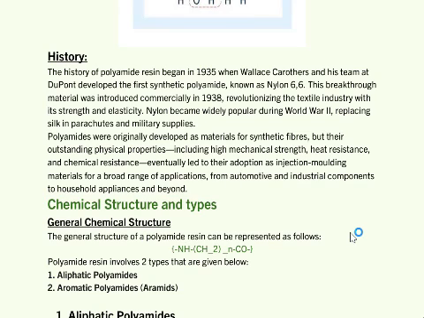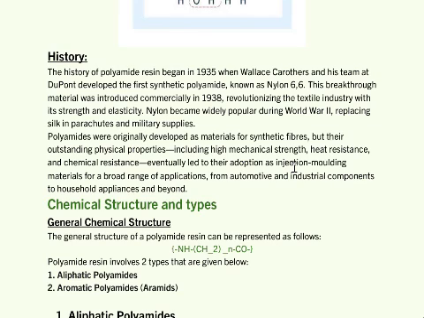Polyamides were originally developed as materials for synthetic fibers, but their outstanding physical properties, like high tensile strength, low friction, corrosion resistance, high mechanical strength, heat resistance, and thermal stability, make it a very unique polymer, and eventually led to their adoption as injection molding materials for a broad range of applications, from automotive and industrial components to household appliances and beyond.